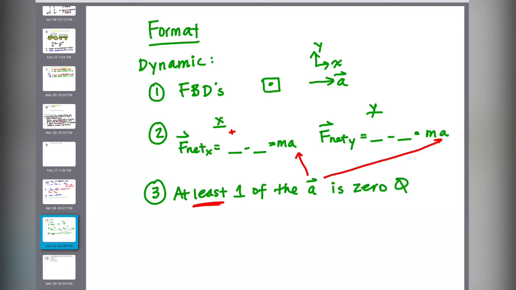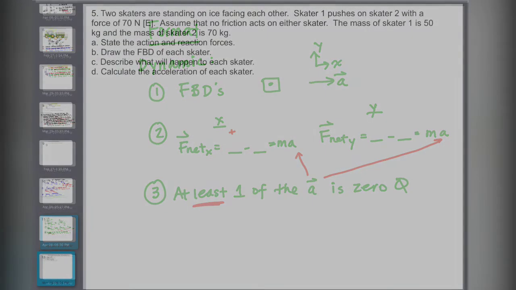Because of the way that we set up the format of the X and the Y, we would always make sure that we would not have acceleration along both axes. It might not be as important in the grade 11 courses, but in grade 12, when you're dealing with free body diagrams that are moving on an inclined plane, you have to be aware of that. So we're starting now in grade 11 to get the format going.